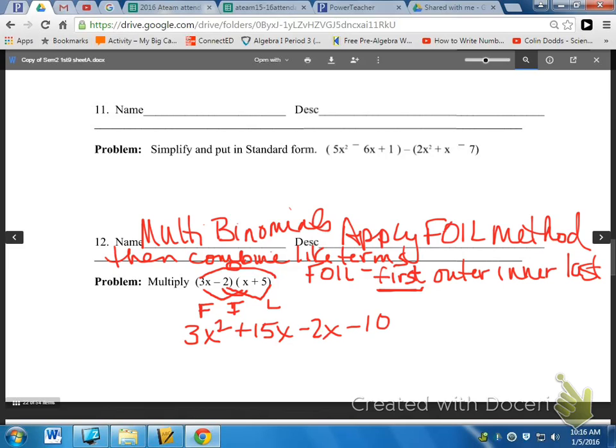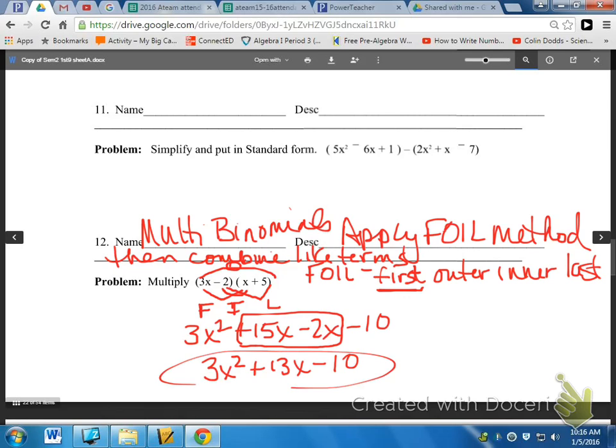Almost every time. Almost. Now notice I didn't say every time. Almost every time. These two terms in the middle will be like terms, just as they are right here. And you must combine them. Do not leave them separate. So my final answer, 3x squared plus 13x minus 10. It should come out to a trinomial, 3 terms. Trinomial.